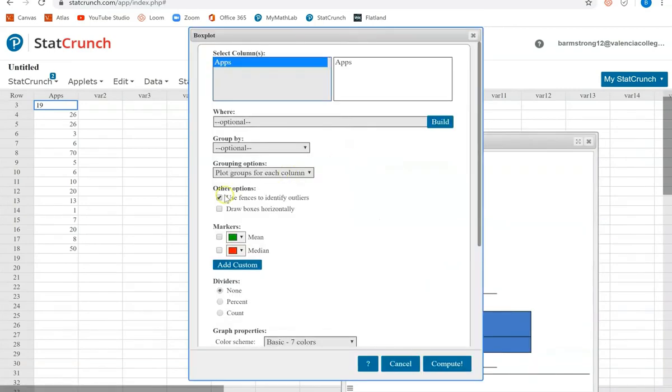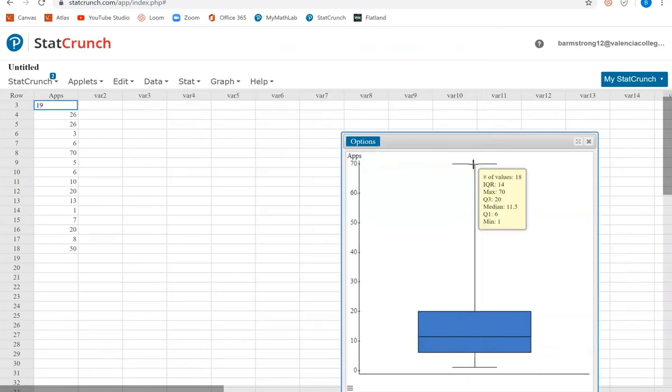Here's what it looks like if you don't use the outlier formula. Like I said, it extends all the way out to the 70. And again, you can see the 5-number summary there: the max, the min, quartile 1, the median, quartile 3. It doesn't say anything about outliers because there was no formula applied. Okay? So there you go.